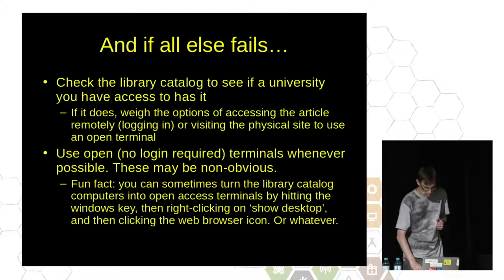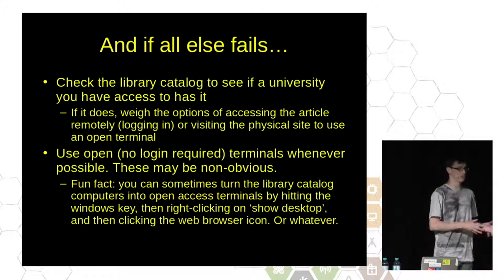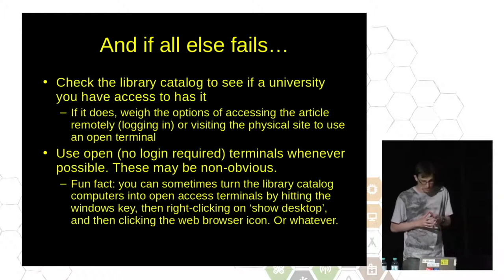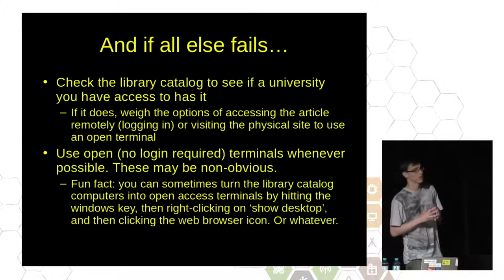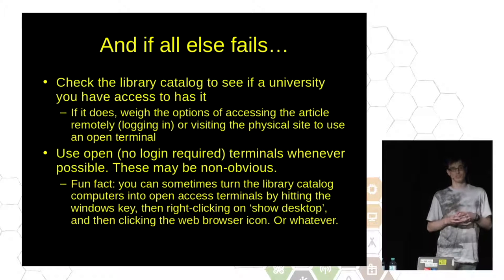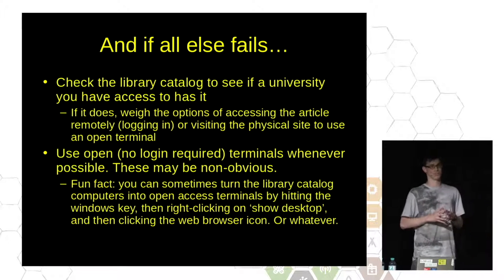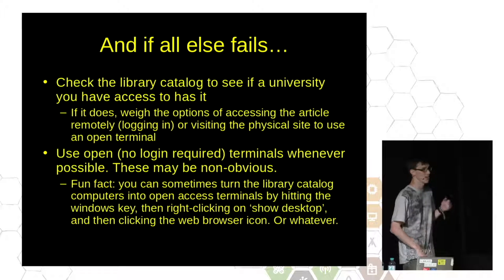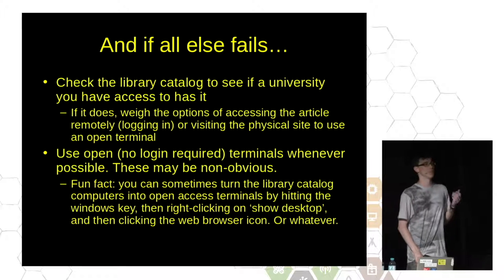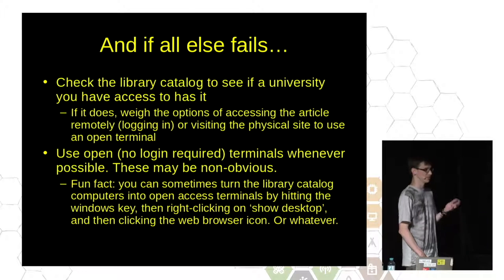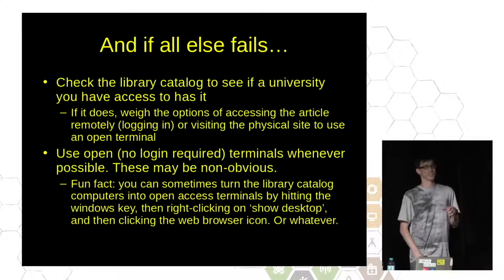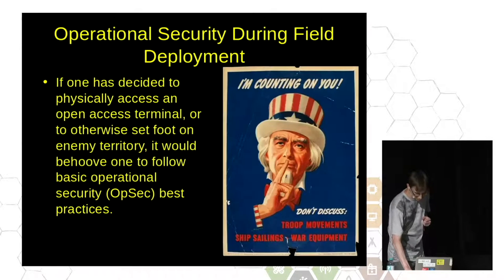And then you should also always check the personal pages of any particular author, because sometimes they put articles online there. And again, going back to the dreaded library, if everything else fails and you have access to a university, go and try to procure the article from there, but be sure to use open login terminals. Okay, some of these may be non-obvious. For instance, if you're faced with just a basic catalog screen, sometimes tapping something like the Windows key and then right-clicking, going to desktop, you can basically escalate privileges to obtain access where you don't require registration to view articles in an educational setting.